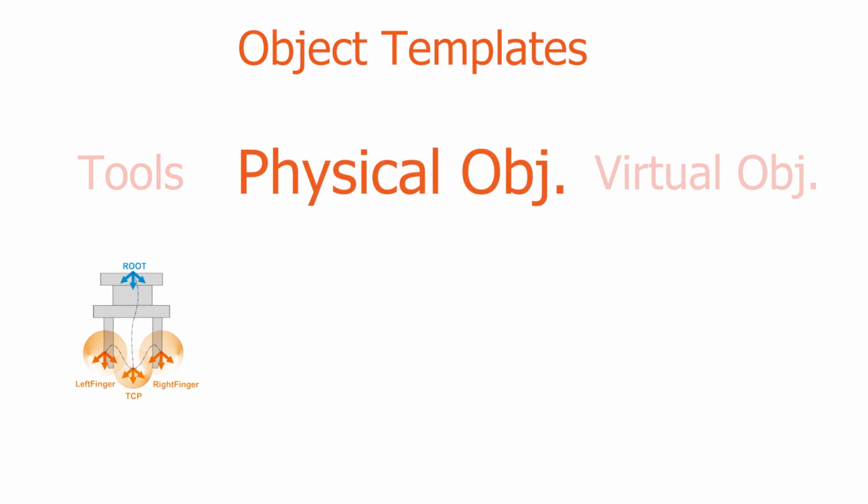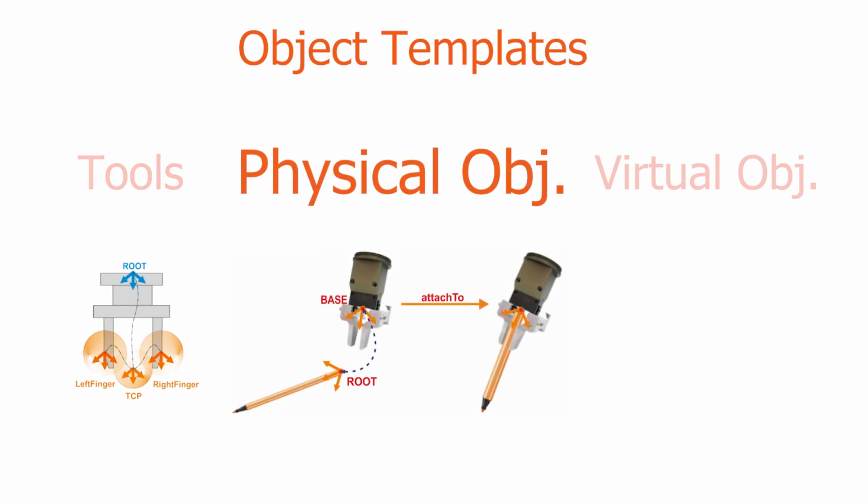A physical object also implements the IMovable interface and can be attached to a frame on the tool. An example of a physical object could be a workpiece or a screw that can be actively picked up and released by the tool.